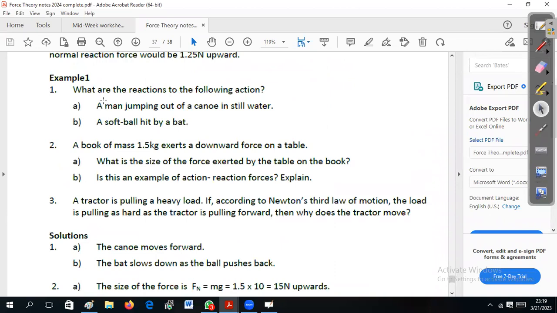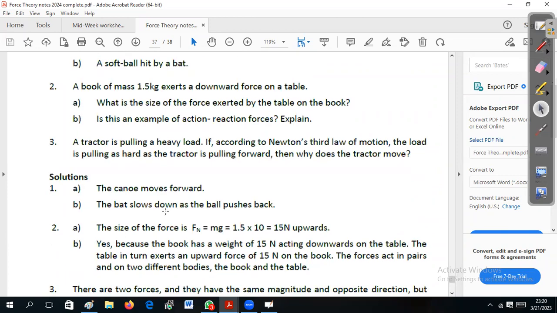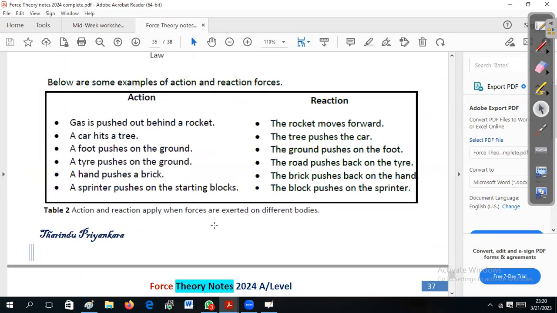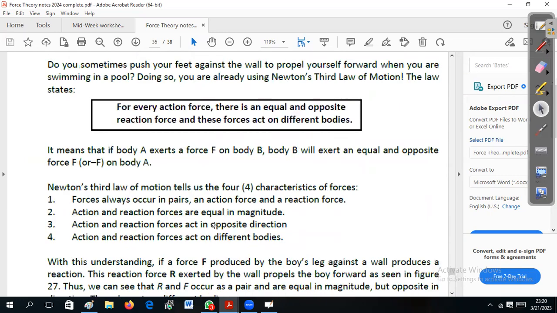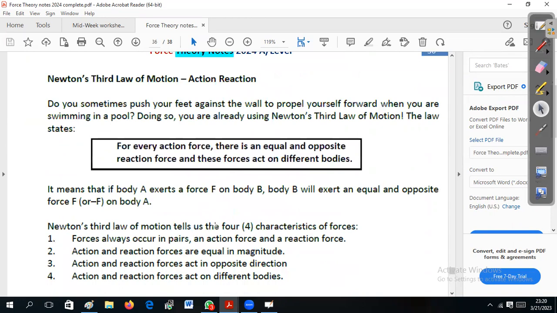See what happens with the reaction following the action: a man jumping out of a canoe moves the canoe backward, and a ball hit by a bat slows down as the ball pushes back. Those things are Newton's third law pair examples, with the explanations and everything together. So can you understand what it really means in Newton's third law of motion?